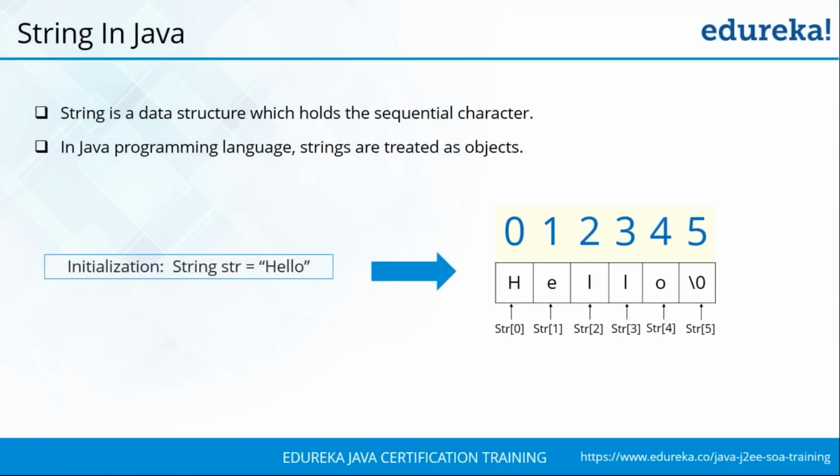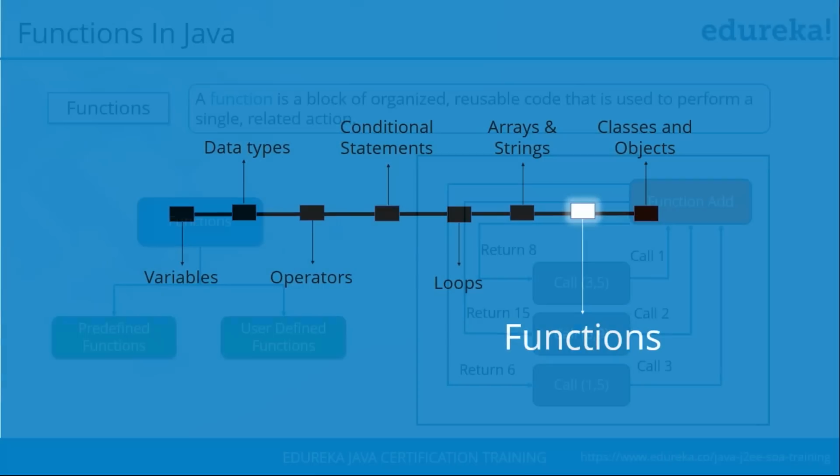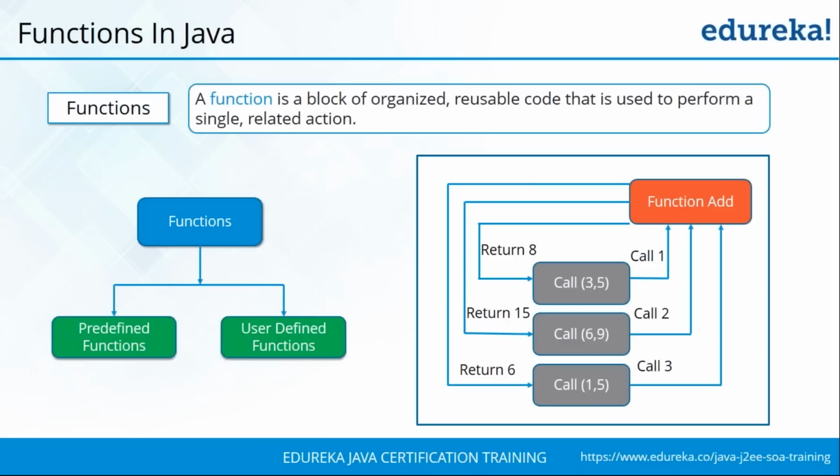Okay, so the next topic we're going to be talking about is functions. A function is quite straightforward. It's a block of code that can be reused to perform a single related operation. If you look at the image here, you want to add two numbers, and for that, rather than writing multiple statements, you can write a function that adds two numbers, and you can call it every time with different values.